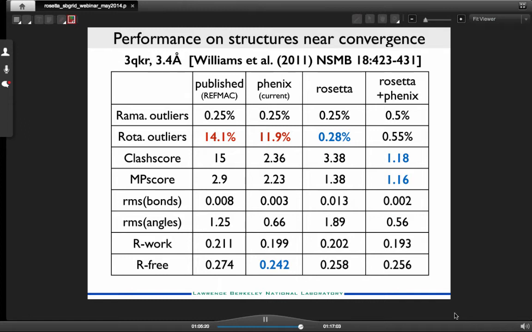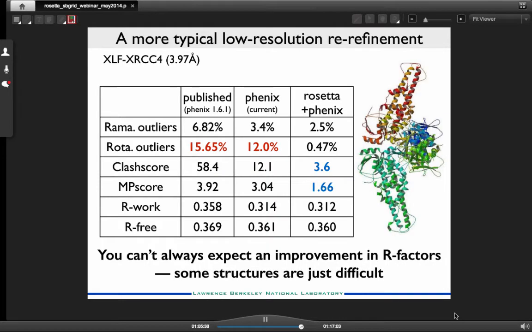We still get an R3 that's significantly lower than the published structure. We don't get one as low as what we can get with Phenix. It seems to get stuck here. So it is a better structure than a positive one by any metric. But if you're looking at R3, it's a little bit more difficult to judge.